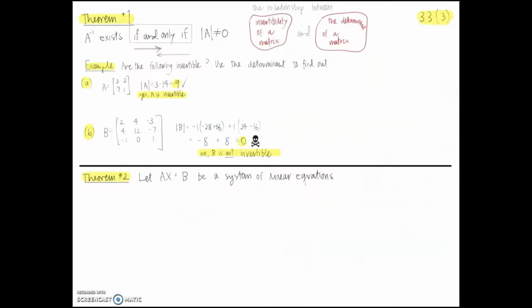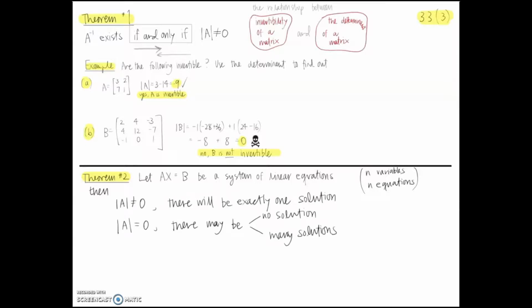Okay, back to our theorem, and I should say that we have n variables and n equations, so A is an n by n matrix. And then the relationship is that if the determinant of A is not equal to 0, then there's exactly one solution, and if the determinant of A is equal to 0, there's either no solution or many solutions. Okay, so if the determinant is not equal to 0, then things work out fairly nicely. Your system of equations will have exactly one solution.